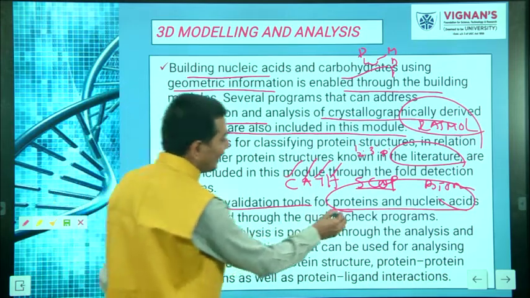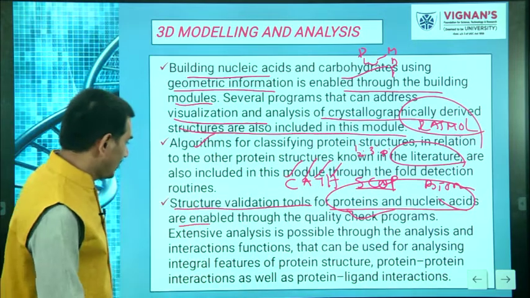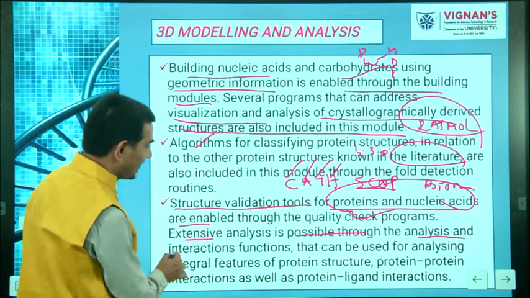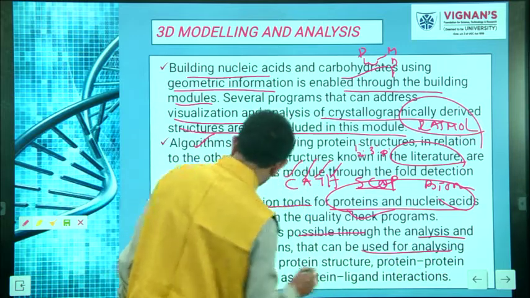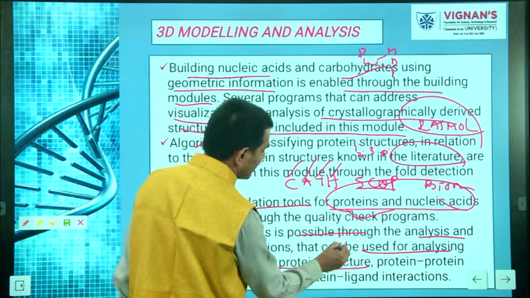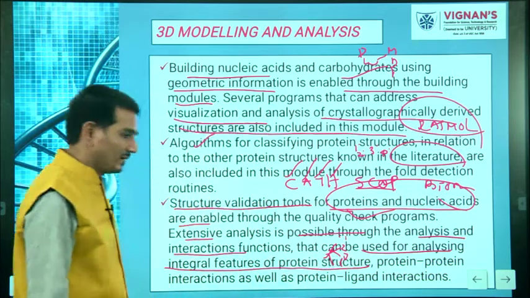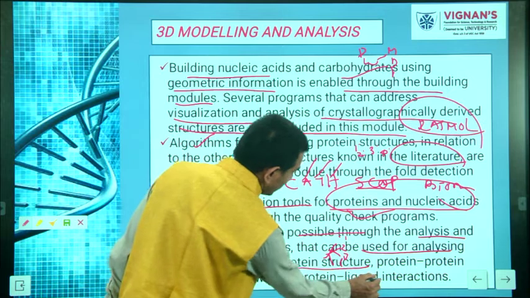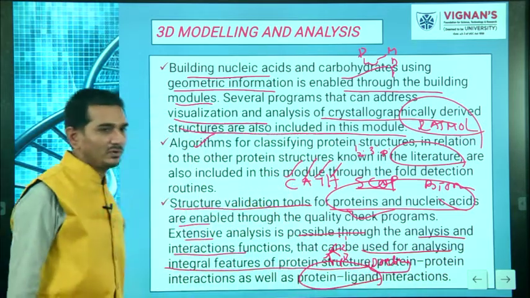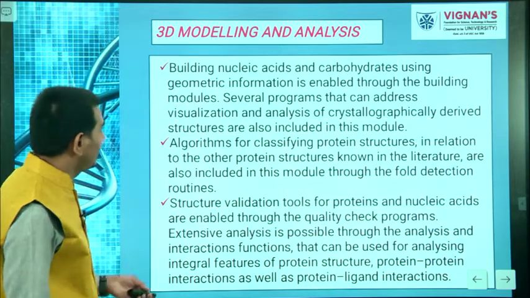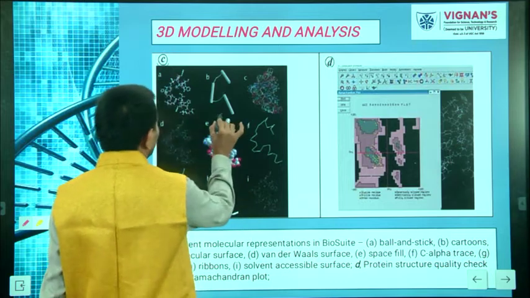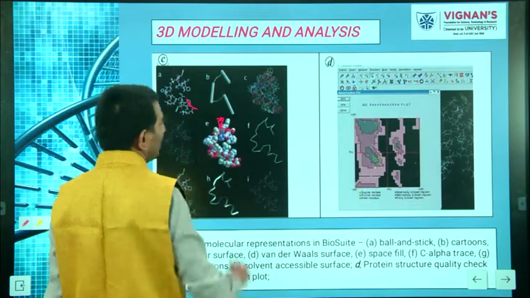Next, structure validation tools, especially for proteins and nucleic acids, which together constitute the biological macromolecules, are enabled through quality check programs. Extensive analysis is possible through the analysis and interaction functions, which can be used for analyzing integral features of protein structure as four conformations: primary, secondary, tertiary and quaternary, and then protein-protein interactions as well as protein-ligand interactions which we come across in docking. Docking is a process where we find the interaction between the receptor protein and the ligand molecule. Here we can see how the interaction happens between the receptor protein and the ligand molecules.